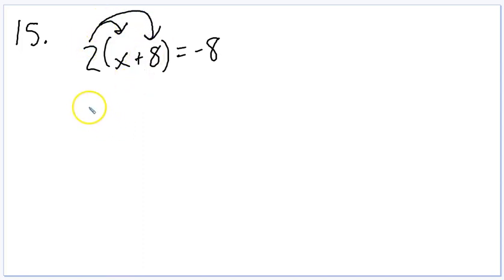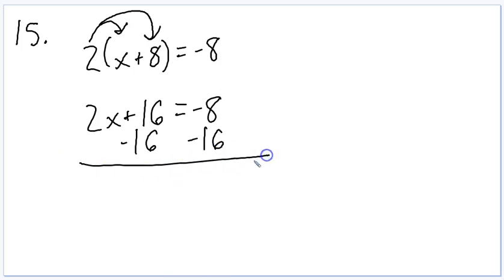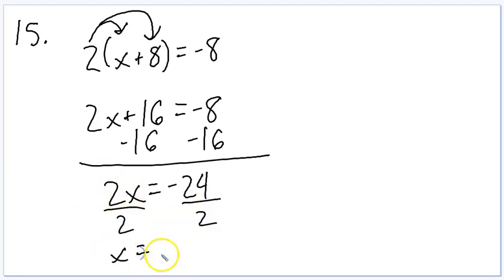And last but not least, we've got 2 parentheses x plus 8 equals negative 8. I just had to throw in a distribution problem, class. So we're going to distribute the 2 to the x and the 2 to the 8, so we get 2x plus 16 equals negative 8. I'm going to subtract because it's addition. So subtract 16 from both sides. I get 2x equals negative 8 and negative 16 together, which would be negative 24. Divide both sides by 2 because it's multiplication. We do the opposite. We get x equals negative 12.